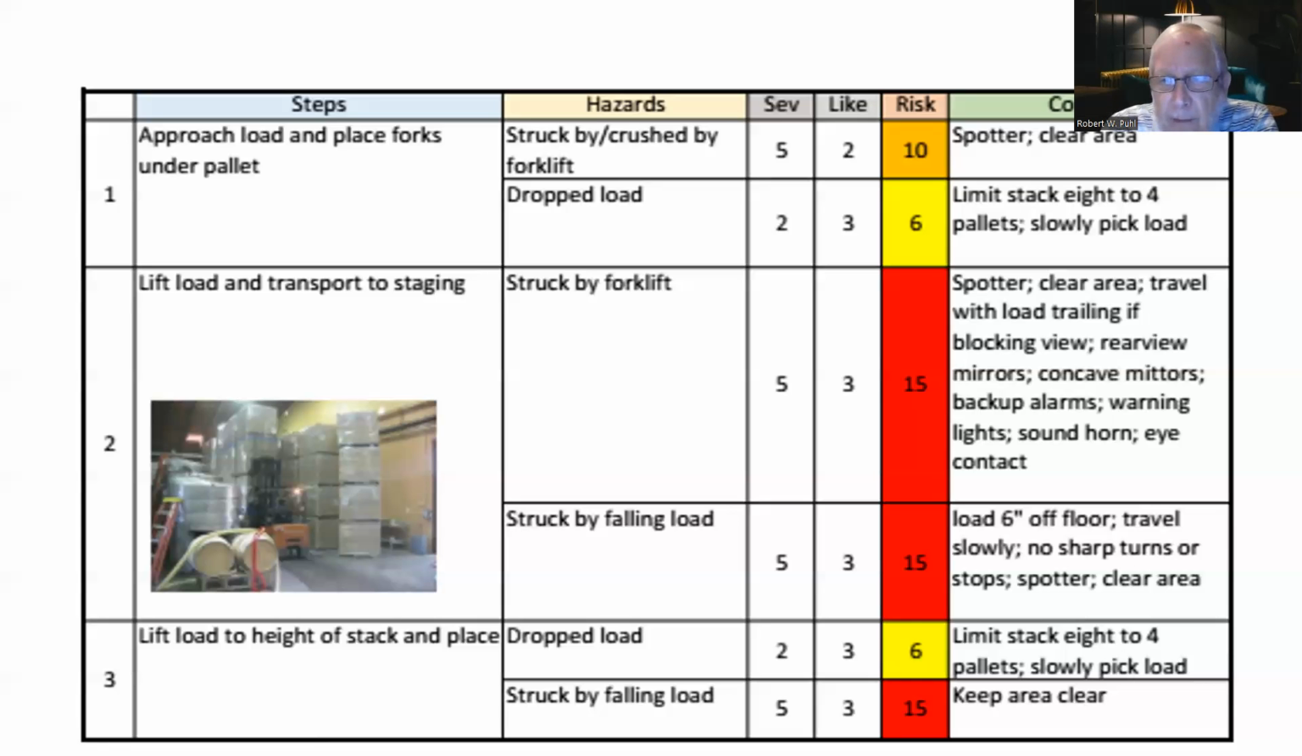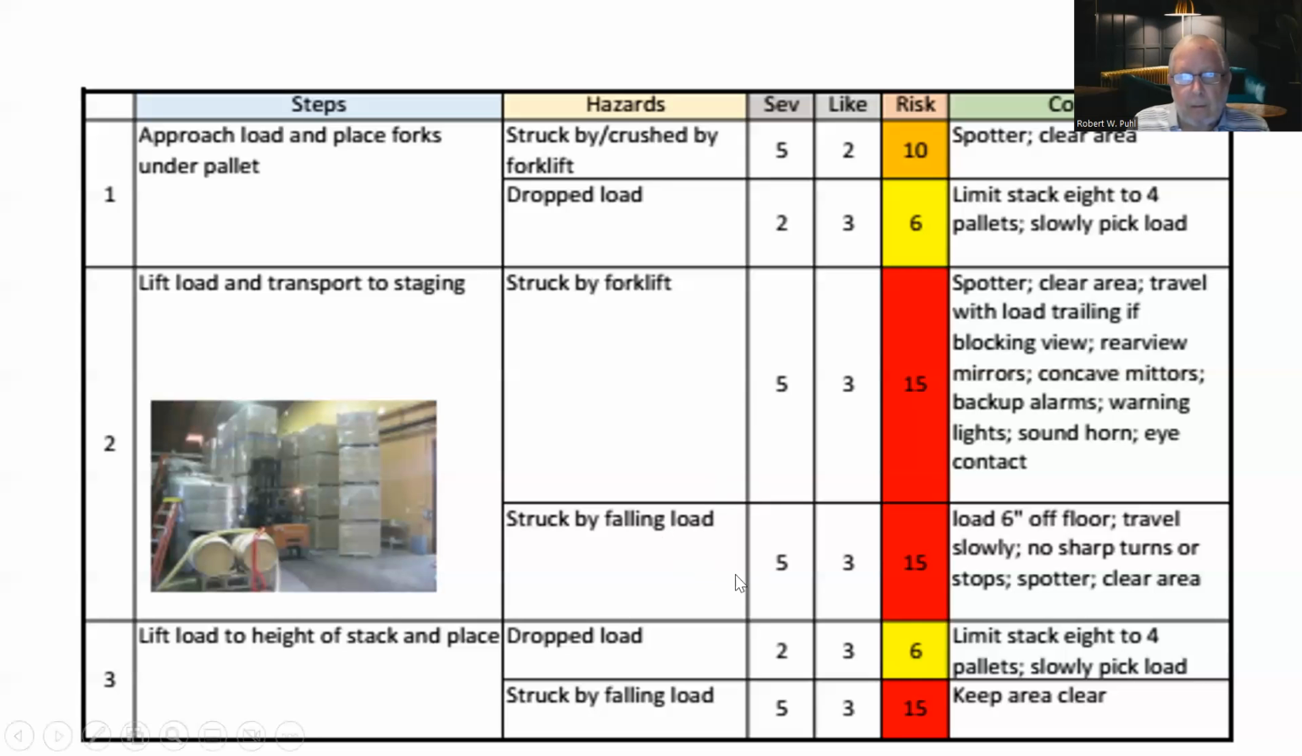Again, spotter, clear area, travel with load trailing and blocking view. That's just your forklift training. Rear view mirrors, concave mirrors, emitters, I think they made mirrors. Backup alarms are good. Warning lights are good. Sound horn, eye contact. Eye contact is the best. If you make eye contact with the operator, then you're sure that they see you, you see them. Anyhow, so that's some controls. Again, the spotter thing is going to be great. I mean, but you have two people who drive a forklift.